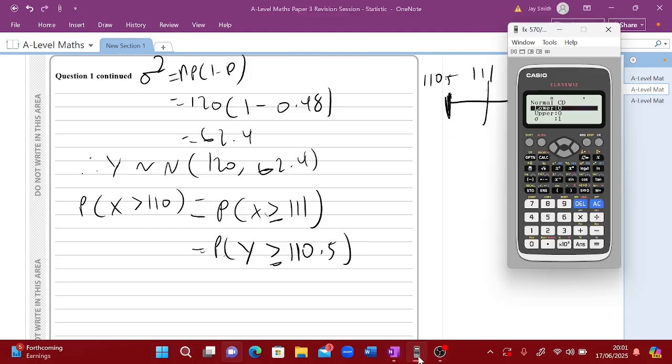So again, the lower bound for Y is 110.5. The upper can in theory be infinity, right? It can go from 110.5 to any number above. So the way we can write down infinity, if you will, is to give a very large number. So let's say 10 to the 100. Okay, there we go. Oh, got a math error. Yeah, math error because it didn't define the... There we go. Oh, math error.